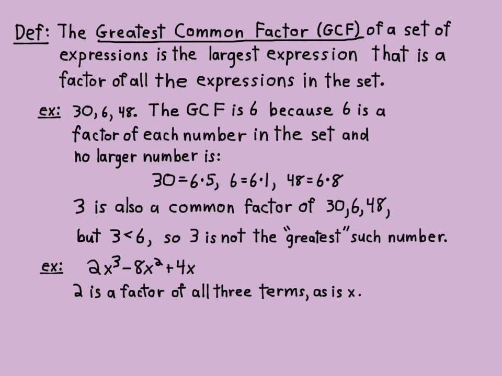So this is an example with a polynomial. We have 2x cubed minus 8x squared plus 4x. 2 is a factor of all three terms, okay, as is x. And so the greatest common factor has to include the factors 2 and x. And then you look, is there anything else that they have in common? And, well, if you look at the coefficients, the greatest common factor of the coefficients is 2, and the greatest common factor of the variable parts is x, and so that's it. So it's just going to be 2x.